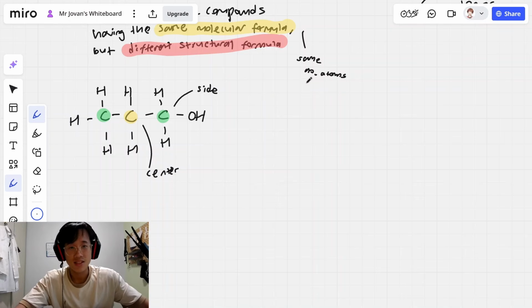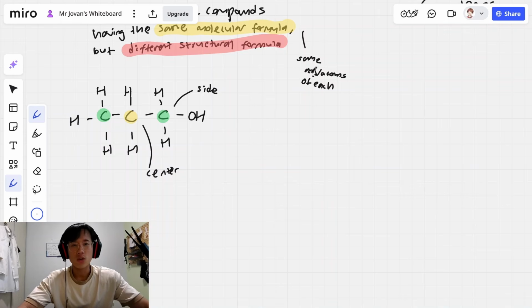Same number of each of the atoms. Okay, let me be more specific for you guys. Now, I'm going to draw it all with the same number of each atom, but I'm going to change the structure slightly. And you tell me whether they are the same, whether they are isomers.